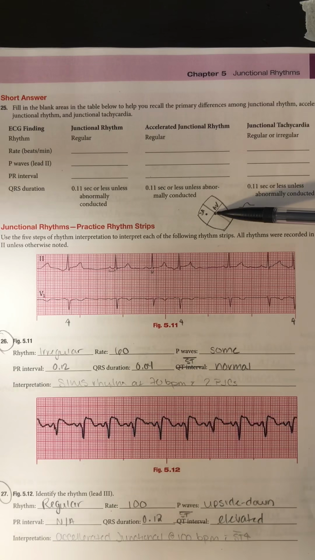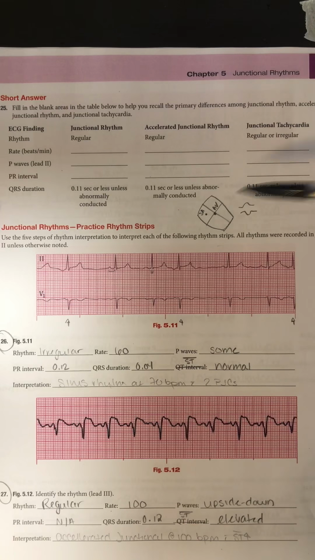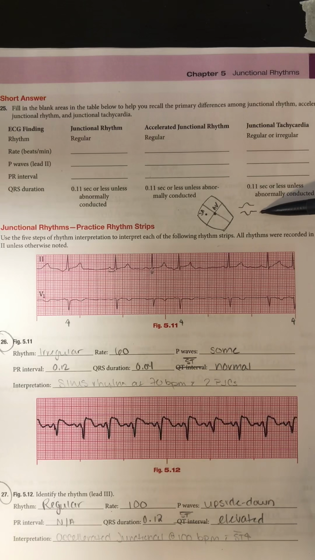So we know that junctional rhythms originate from the AV node, so our intrinsic rate is between 40 and 60 beats per minute. Things that make this a junctional rhythm is our P waves. Either we will have no P wave at all, or an inverted P wave like you see here, as opposed to a positive P wave that we're used to seeing, or the P wave will come after the QRS complex, and we'll see all three examples of this in these practice strips.